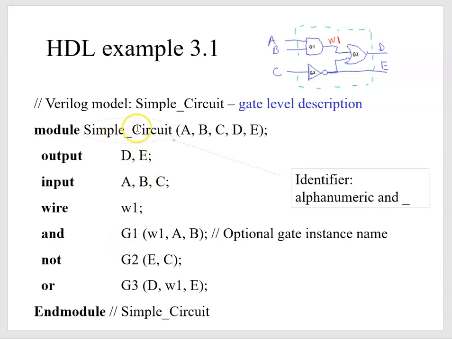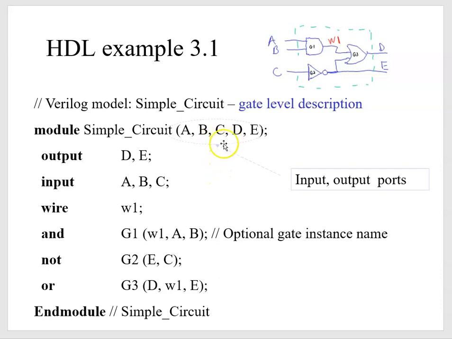There's an identifier here that names this module, so we could use it later. That identifier is alphanumeric, and we can use underscores. We can't use dashes, but we can use underscores. Next to that is the port list, the inputs and outputs. Separately, the inputs and outputs have been defined on separate lines. It could be within this port list as well. Then we have another data type, a net data type called a wire. That's W1. We see W1 up here in the circuit, and it's defined just here as this wire data type. Then we can refer to it.